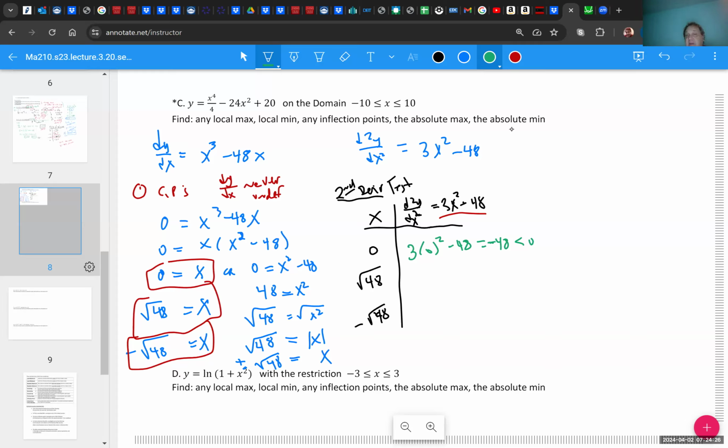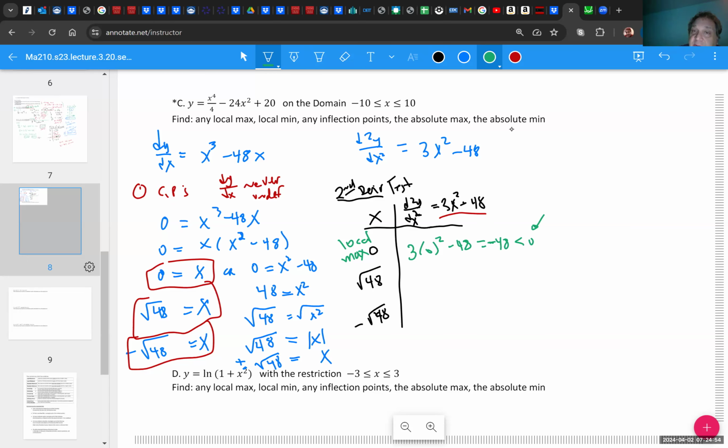So the concavity is down. So what kind of critical point has a downward concavity? Well, that, my friends, is a local max. So we get 0 is a local max. I don't have much space, so I'll just write it over here, local max. And that's because the second derivative was negative. So we know that it's got to be concave down. So we know it's a local max.